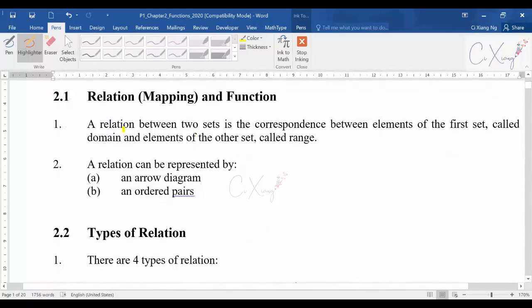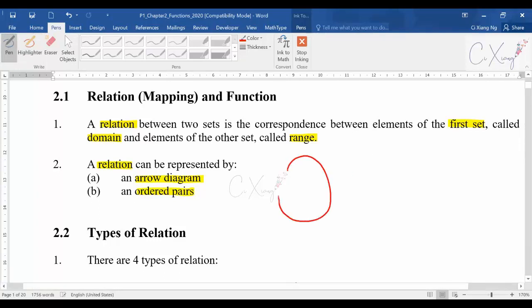The very first thing is we need to know the meaning of relation. A relation between two sets is the correspondence between elements of the first set, which is one set of values, we call them the domain, and the elements of the other set, we call the range. The relation can be represented by an arrow diagram and also by ordered pairs. Maybe I can take a very simple example here.